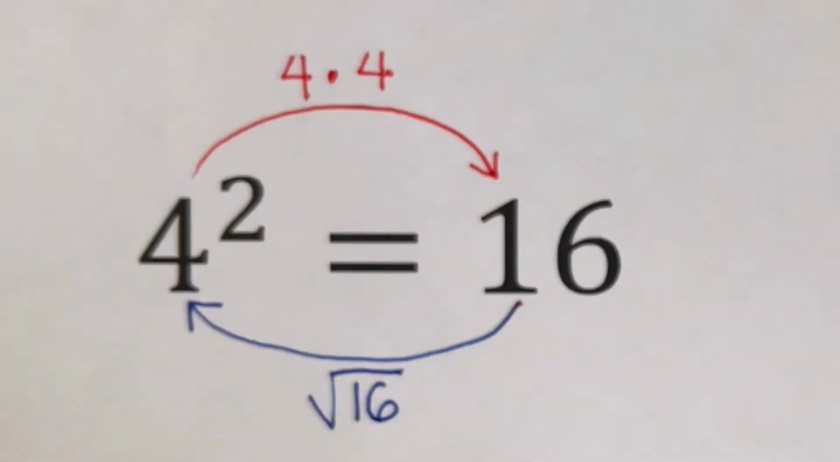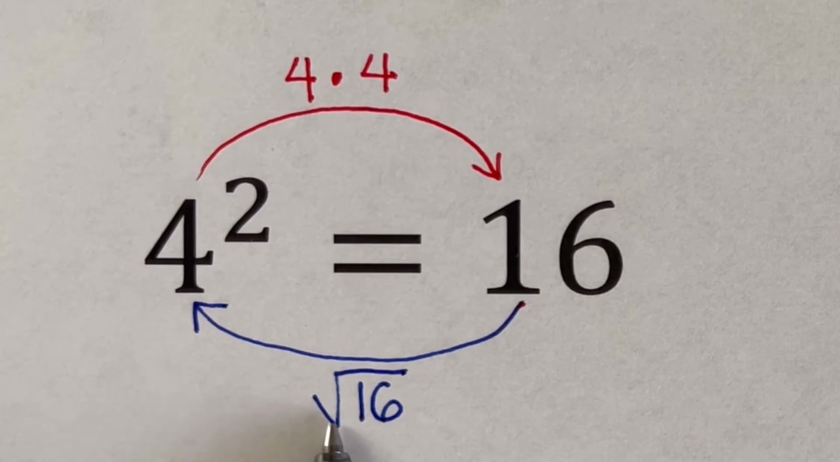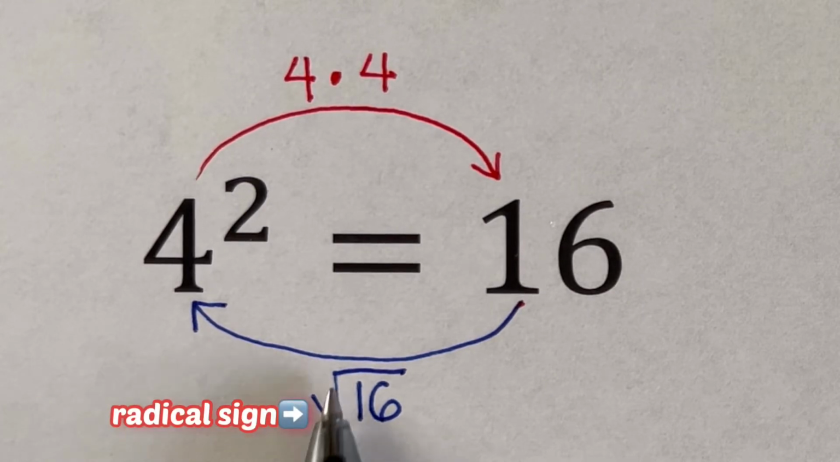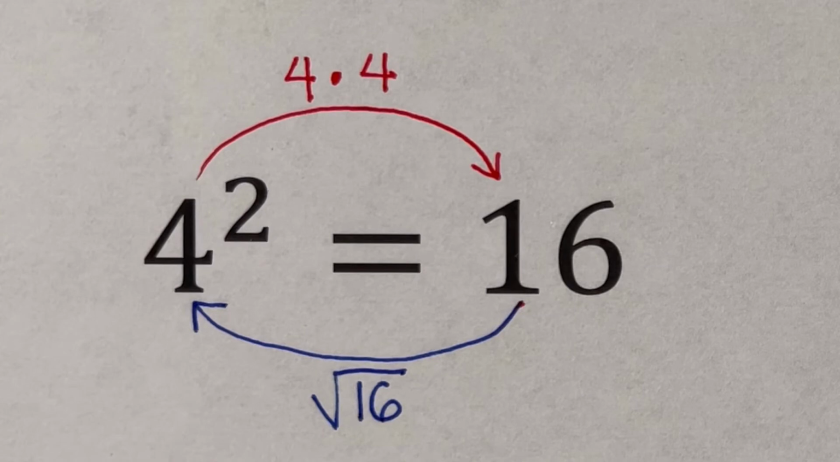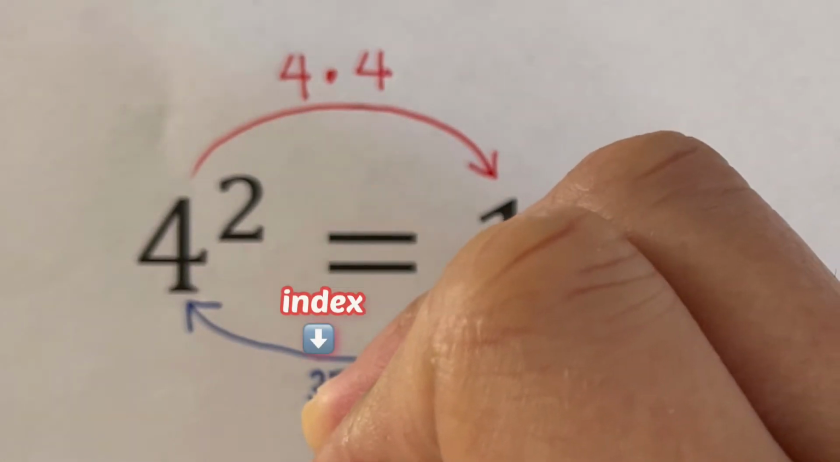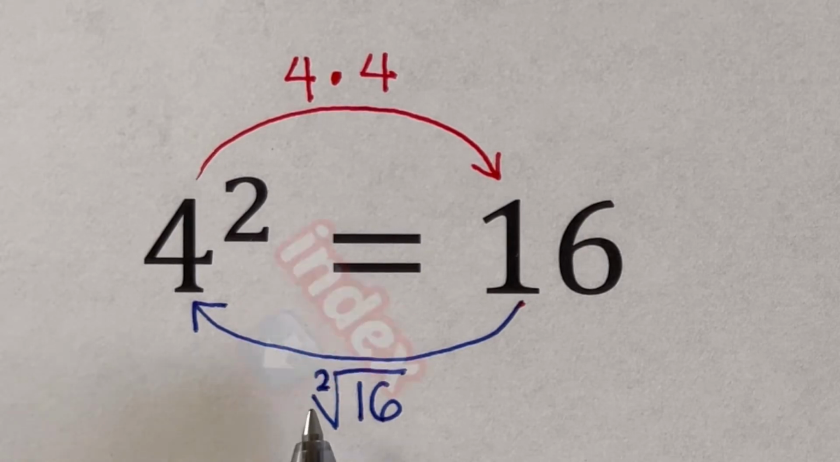Now, please look at this notation that we have right here. This symbol looks like a division, but this is not a division symbol. This is called the radical sign, and this 16 that we have here is called the radicand. Now, there is a little number 2 right here, which is the index. For square root, the number is 2.